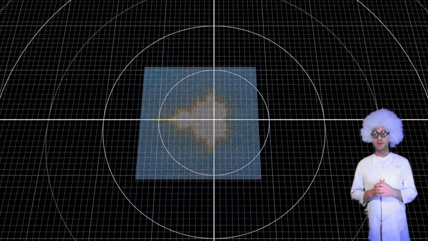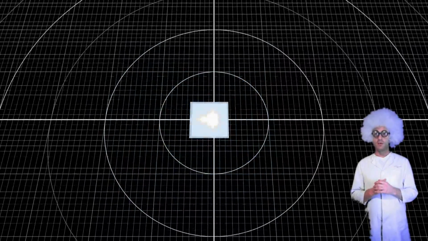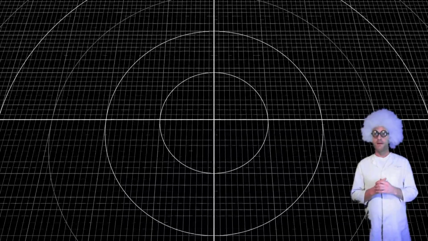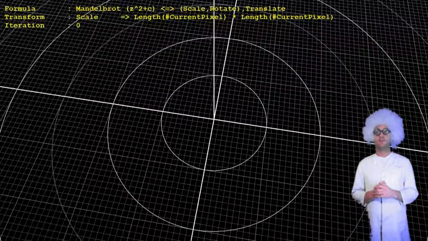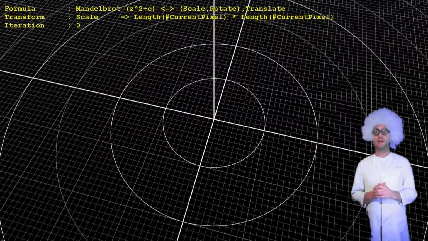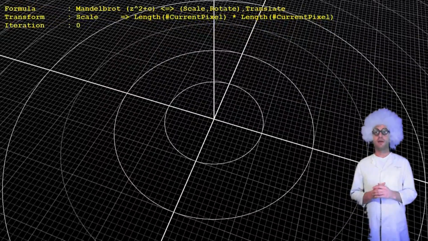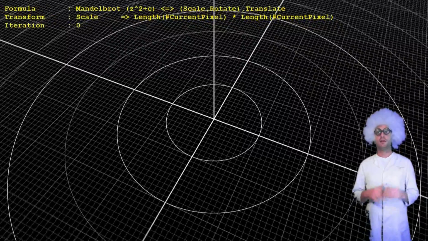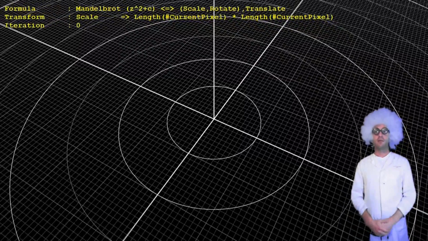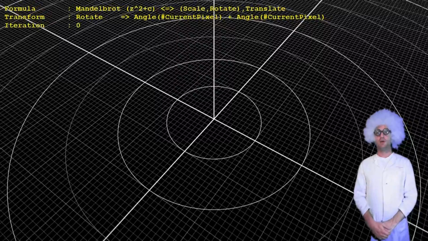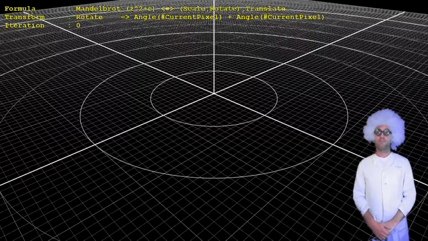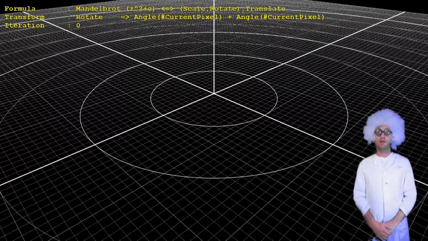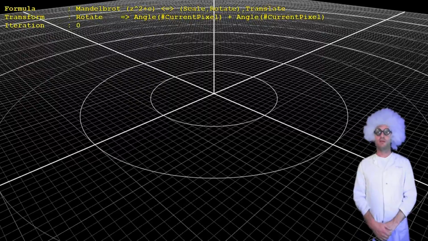While the image is shrinking, we see the grid with some marked circles. The inner one is a unit circle. The second one is a circle with radius 2. The third circle at 4 marks the bailout cutoff distance. Points leaving this circle are considered never coming back, because 4 squared is already 16 and the point will never be reduced to 0 again.